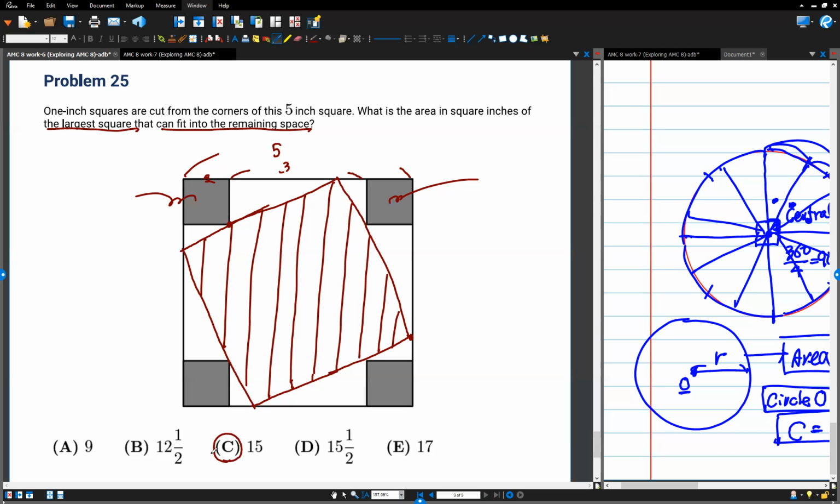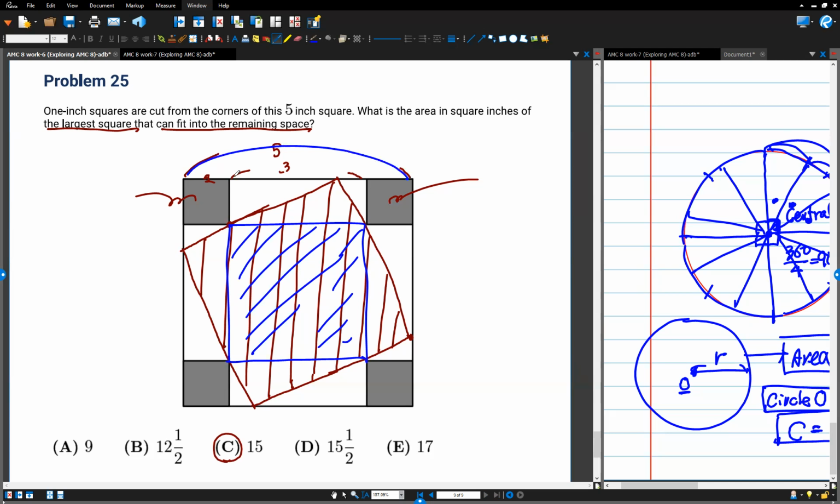C is the answer. Okay, how can you find this one? You have several ways to do this one, but I'm not going to go the typical way. The easiest way, maybe, is to divide the square in two different ways. This is squared, isn't it? This is also squared. From here to here is 5, 1 is out, here to here is 3. So this side is 3. This side is also 3.